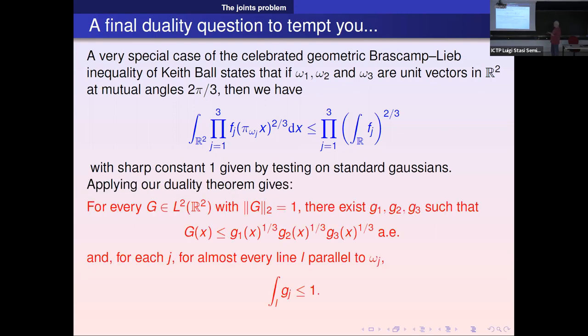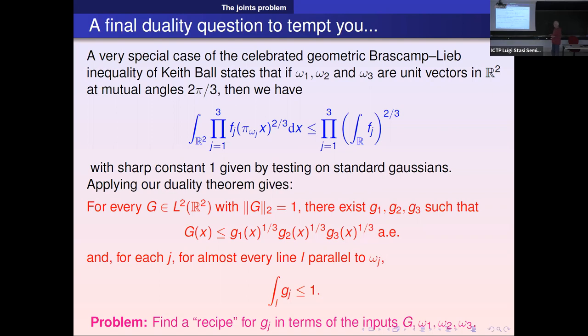So the duality theorem that we stated tells us the following: for every function capital G in L2 of R2 with norm no more than 1, there exist three functions on R2, little g1, little g2, little g3, such that capital G is dominated by the geometric mean of these little g's, and such that for each of the three j's, for almost every line L parallel to omega j, if we integrate gj over L, we get something which is less than or equal to 1. So this is a true fact, and the challenge is to prove it.